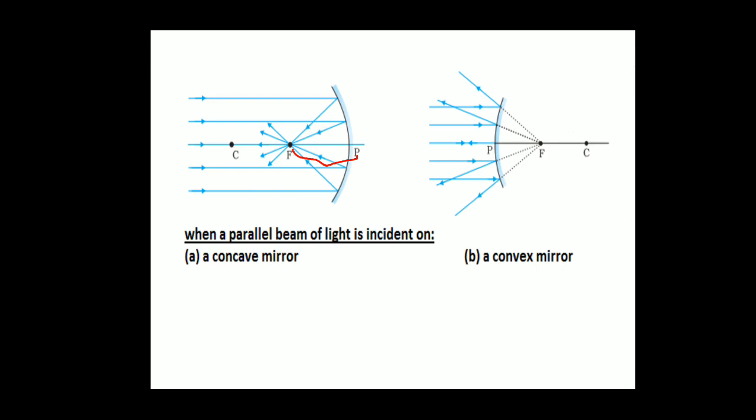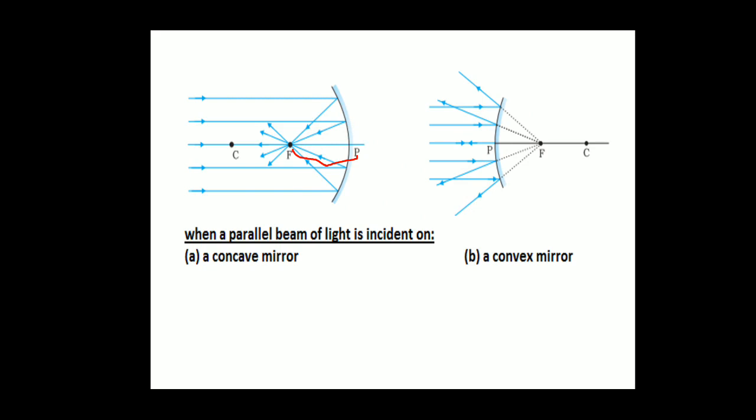The same thing if I come to a convex mirror, the incident rays are parallel rays, but this is the reflecting surface for us. The light cannot pass to the other side. So after reflection, these are the reflected rays. They are called diverged rays, a divergent beam. Already we have studied in the previous class, converged beam and diverged beam. So these reflected rays are converged, and these reflected rays are diverged.